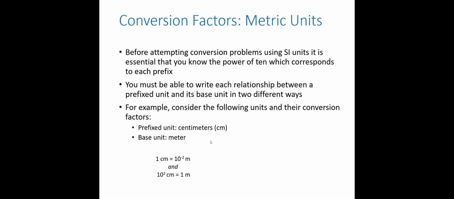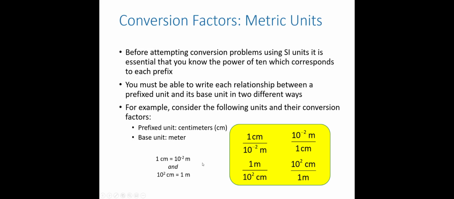And I can come up with two different equations for that. I can say that 1 centimeter is 10 to the minus 2 meters, or I could say equivalently 10 to the second power centimeters is equal to 1 meter. Of course, 10 squared is just 100. So that would allow me to have as many as 4 different conversion factors. These top two conversion factors come from the first equation, and the next two conversion factors down here come from the second equation.